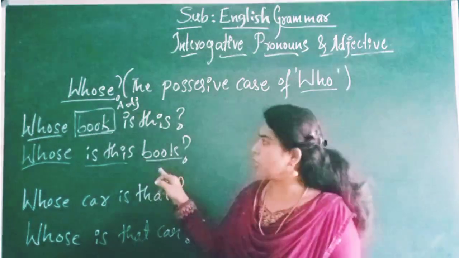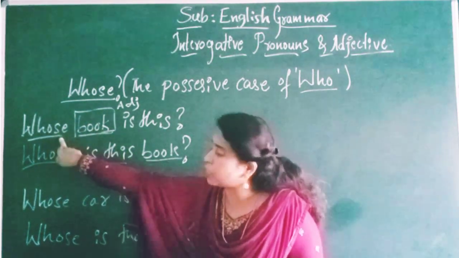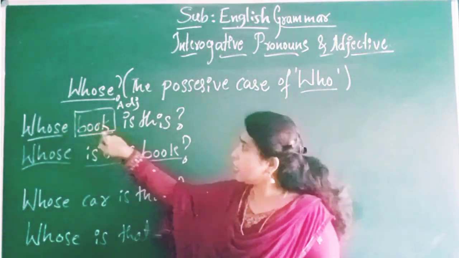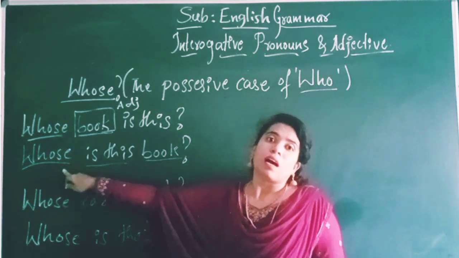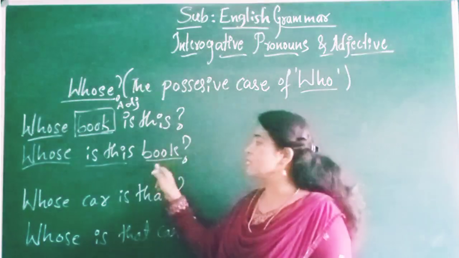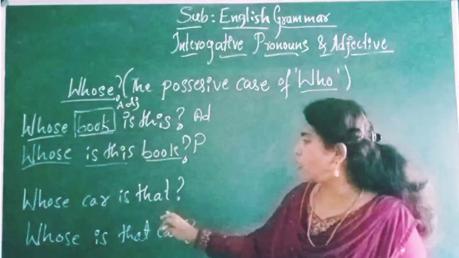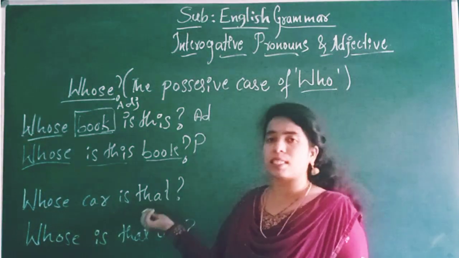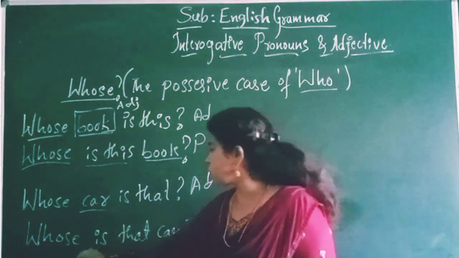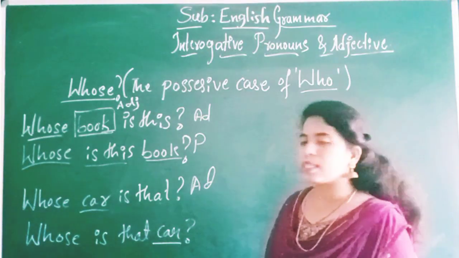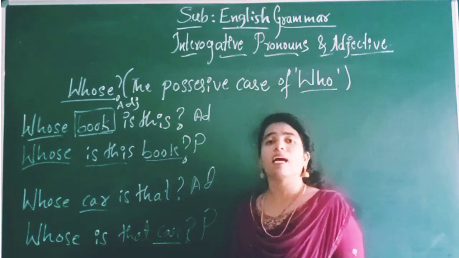Children, see here, once again I am telling you: when a noun comes immediately after the interrogative word, it is an adjective. When the noun comes with a gap after the interrogative word, it is a pronoun. This is adjective and this is pronoun. Here also the same. Whose car is this? Is it adjective or pronoun? Yes, this is adjective. Whose is that car? Car is last, so here it is pronoun. We are particularly talking about this car.